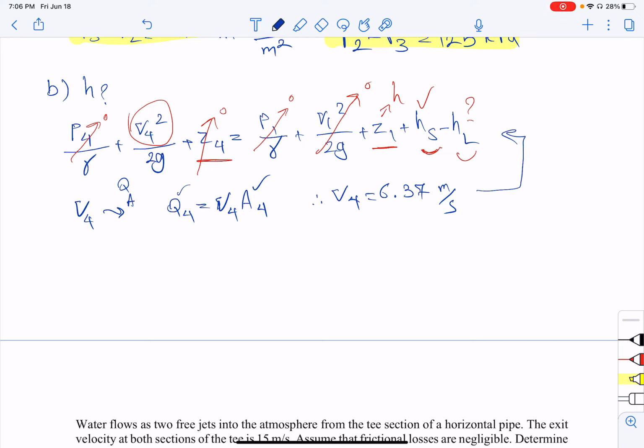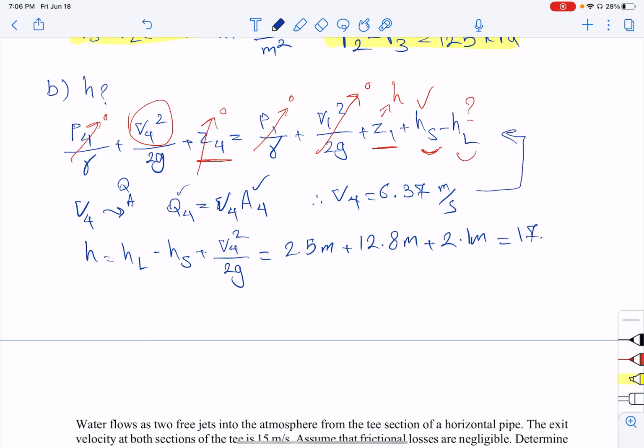So Z1, which is H, is equal to HL, right, and then minus HS and plus V4 squared over 2g. And then from here we have 2.5 meter plus 12.8 meter plus 2.1 meter, and this is the value we are getting for H.